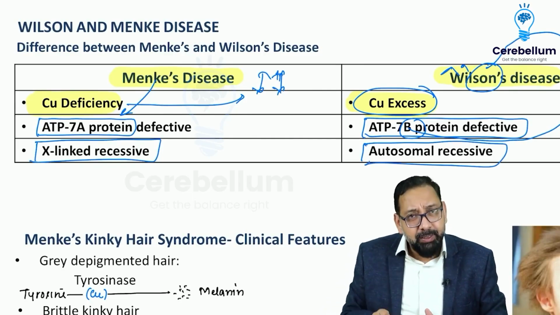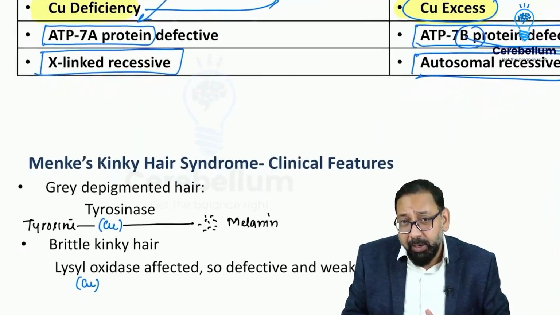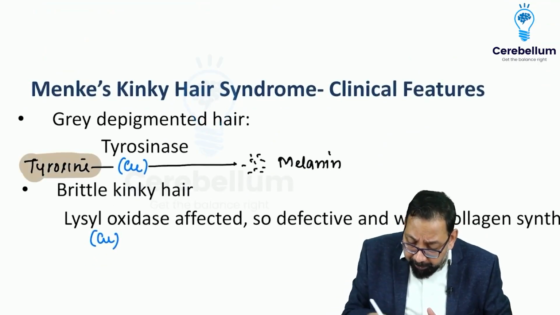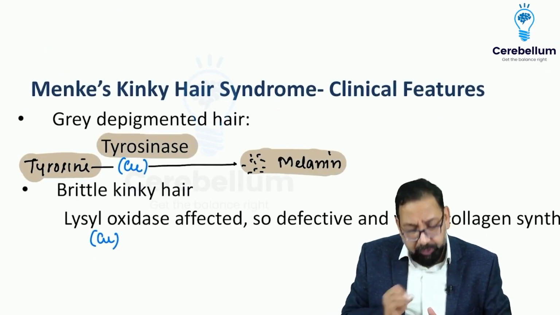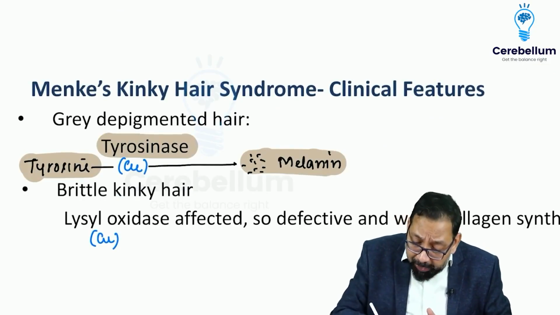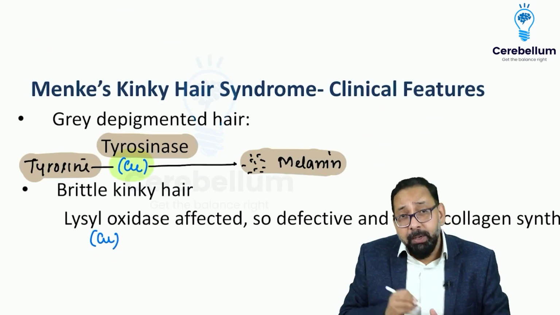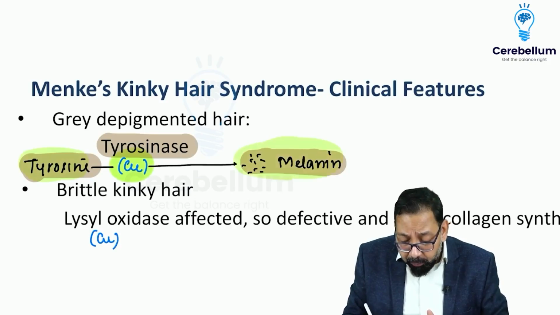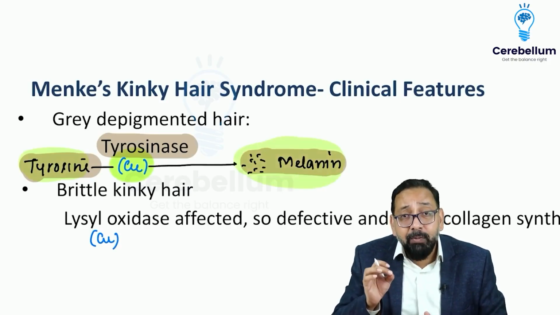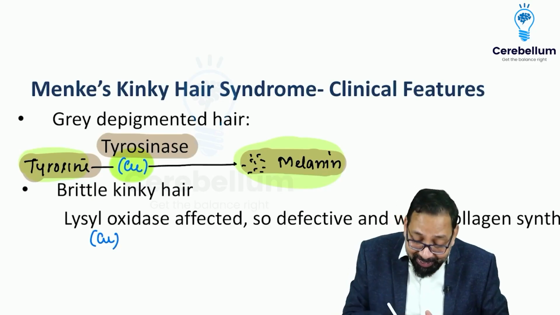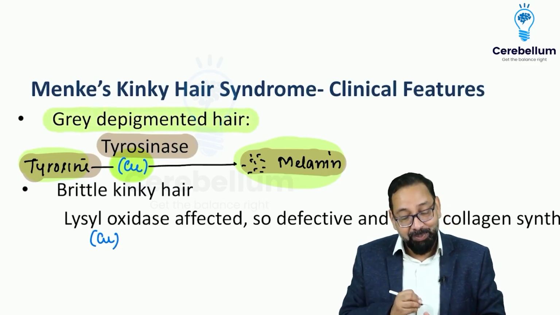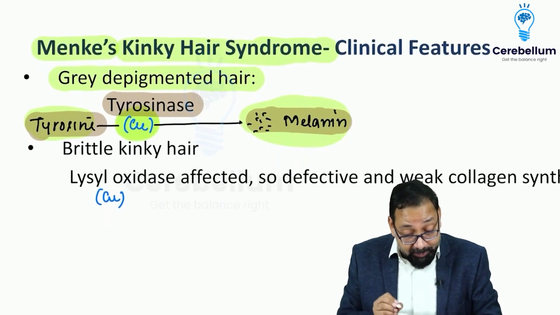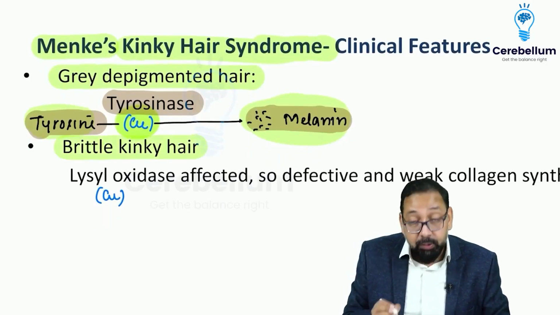In Menkes disease, copper is deficient, and you know that tyrosine is converted to melanin by the enzyme tyrosinase. Tyrosinase requires copper as a cofactor. In Menkes disease, copper is deficient, so tyrosine will not be converted to melanin, so black pigment will not be produced, so there would be gray depigmented hair. Menkes kinky hair syndrome. In Menkes disease, brittle kinky hairs would be there.